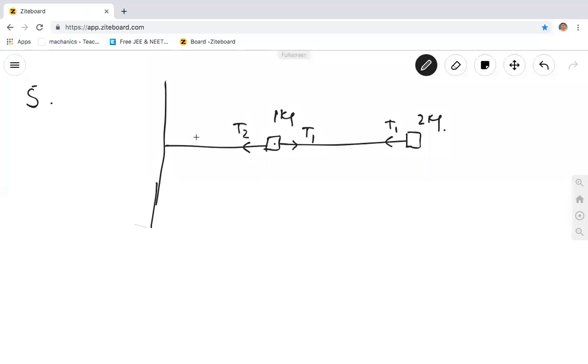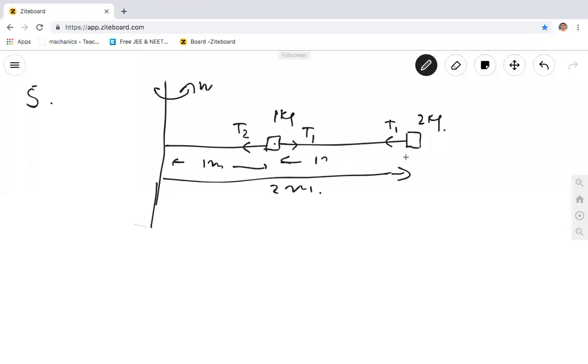And now what you do is whirl this whole configuration around this rod with omega. You whirl both masses around this rod. And this length is 1 meter from here to here, and this is 2 meters, and this is also 1 meter. The question is: what is T1, how much is the tension, and how much is T2? This is our question.